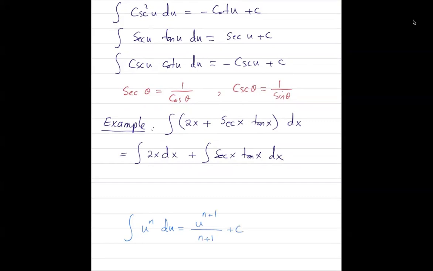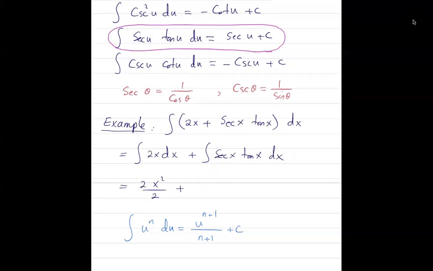So the first integral can be written as 2x squared divided by 2. And the second integral is the integral of secant tangent that you already know how to deal with. This is this integral here. It is secant u, which in this case, u is x. So just copy this guy down, plus secant x plus constant of integration. And you can simplify this to x squared plus secant of x plus c.